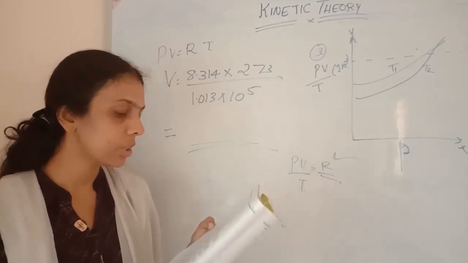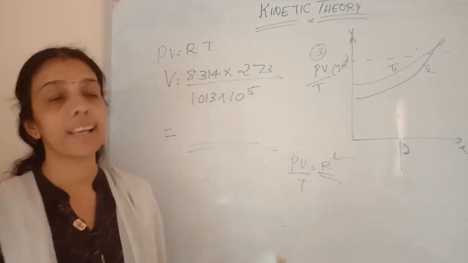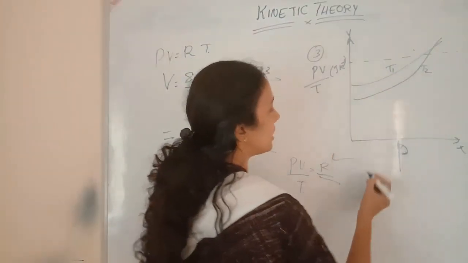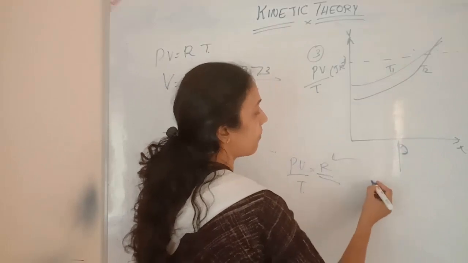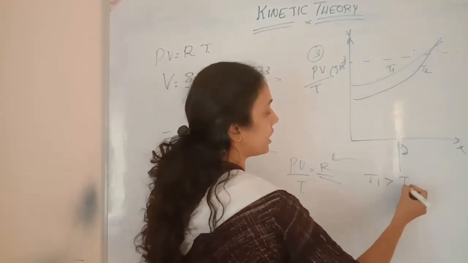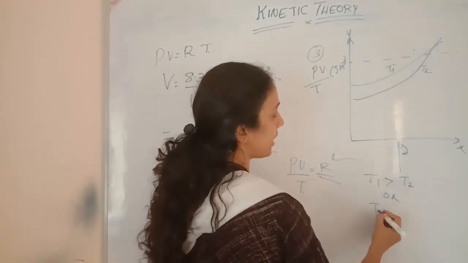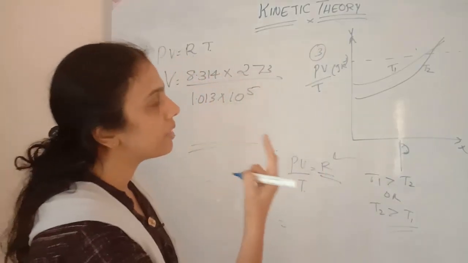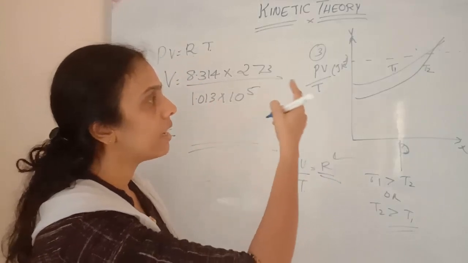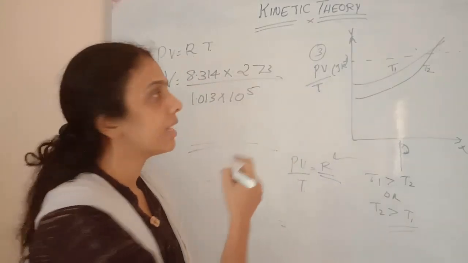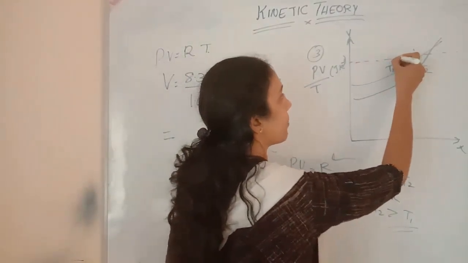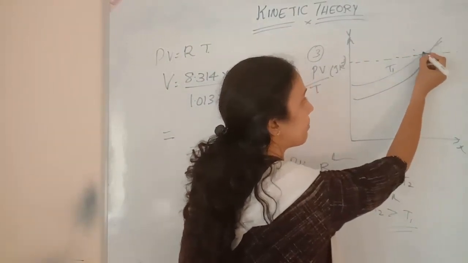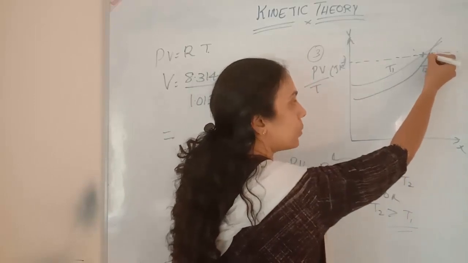T1 greater than T2 or T1 less than T2? See, T1 in this equation, whether T1 greater than T2 or T2 greater than T1. Which one will be first touching this ideal gas equation? That is, the ideal gas condition is PV by T is a constant. This is the ideal gas equation. T1 reaching first, then only T2 is coming, isn't it?